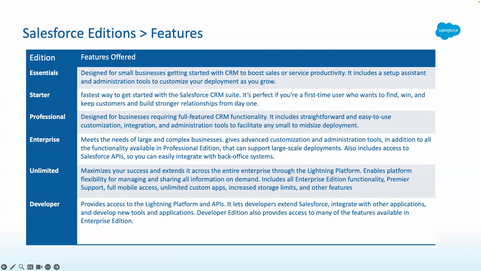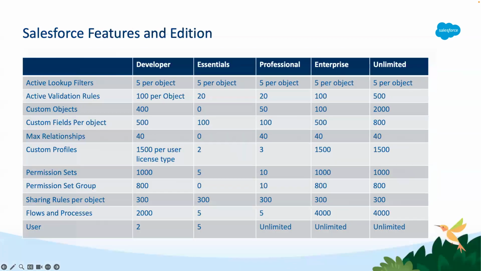So each of these not only differ based on the features, they also differ based on the development feature capability that they offer. So if you look at the comparison chart: developer, essential, professional, enterprise, and unlimited. Unlimited, unlimited plus, it's always the same. Unlimited plus is completely relaxed, no limits.